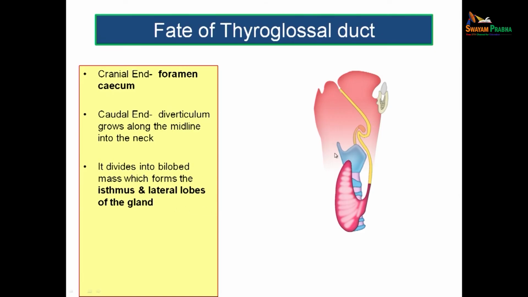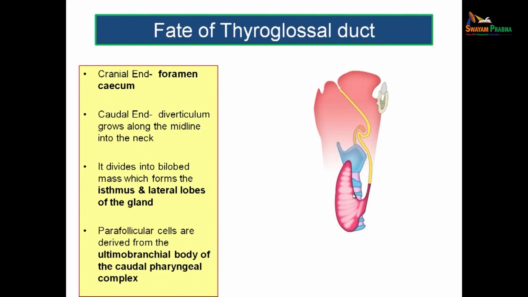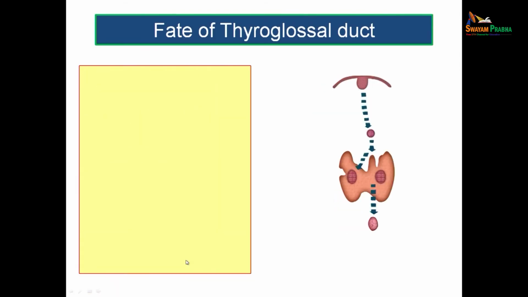So the thyroglossal duct, as it moves down, will be dividing into two masses, that is a bilobed mass, and this will be giving rise to the formation of the isthmus and lateral lobes of the thyroid gland. But what about the parafollicular cells? The parafollicular cells are derived from the ultimobranchial body, which is a part of the caudal pharyngeal complex. So we have already mentioned what we mean by caudal pharyngeal complex. It is nothing but the fusion of the 4th and 5th pharyngeal pouches.